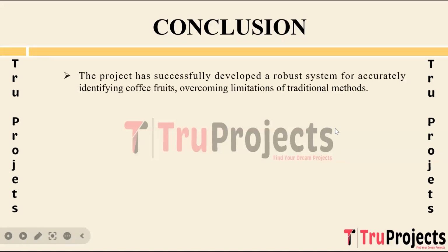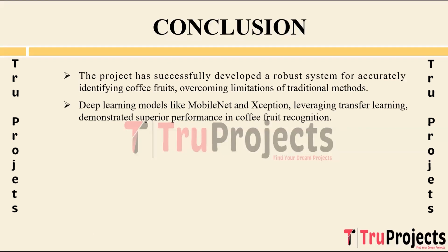The conclusion of the project is the project achieved its main goal by creating a reliable system capable of accurately identifying coffee fruits. It addressed drawbacks associated with conventional methods, paving the way for enhanced efficiency and precision in fruit recognition tasks. Utilizing transfer learning with deep learning models like MobileNet and Xception led to notable advancements in coffee fruit recognition. Leveraging pre-trained models enabled the system to attain higher accuracy and robustness in identifying coffee fruits compared to traditional approaches.